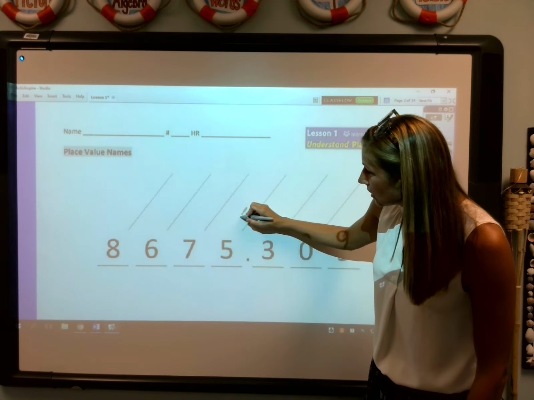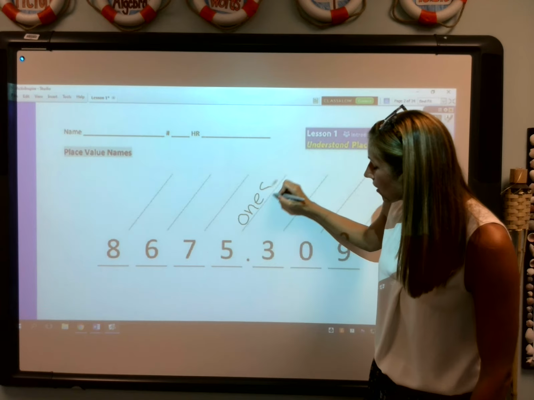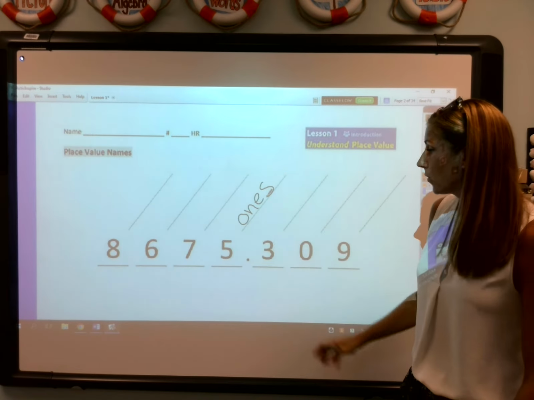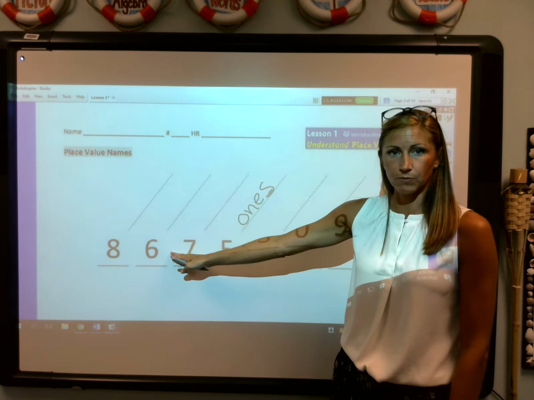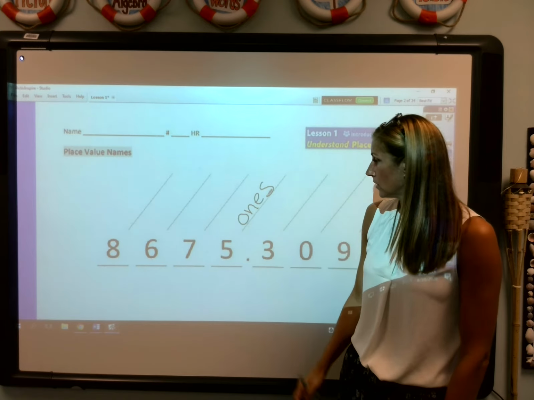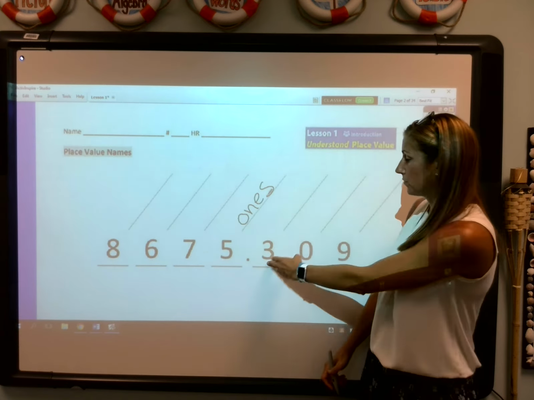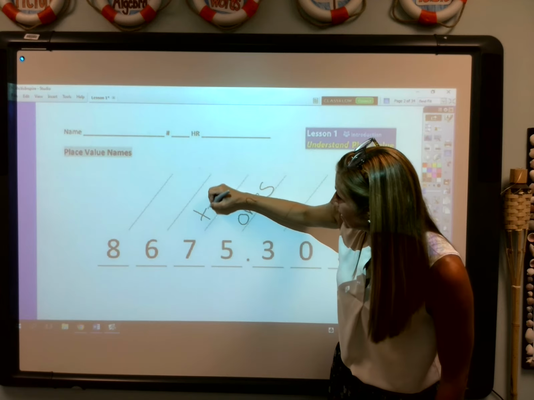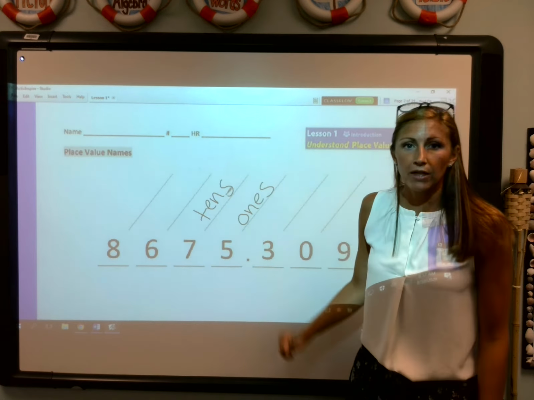So this one is the ones place value. And that's a whole number. So anything in front of the decimal is a whole value, not a part of a whole. So decimals being part of a whole. So ones, and then after ones, you are in the what place value? Should have said tens. Now make sure the spelling is correct.